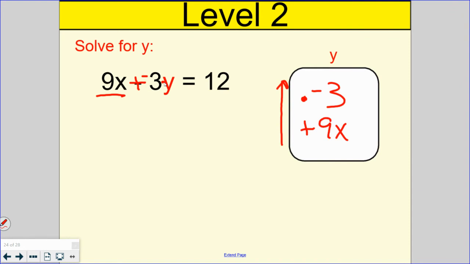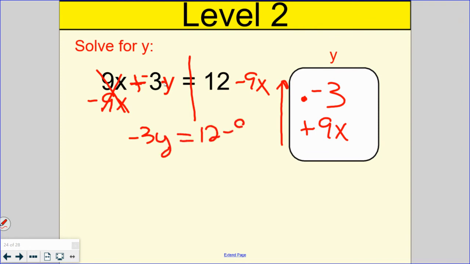We're going to do the opposite operations backwards. Instead of adding 9x, we're going to subtract 9x from both sides. This 12 does not have an x with it. It is not a like term, so we're just going to subtract 9x at the end. All right, so 9x minus 9x cancels, and we're left with negative 3y equals 12 minus 9x.